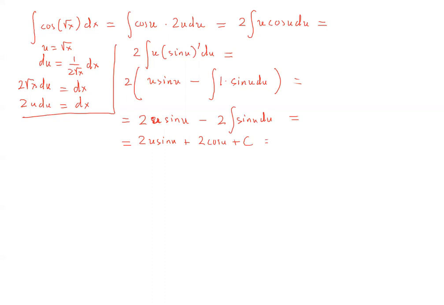And don't forget to go back to your original variable, right? So this is 2 square root of x sine of square root of x plus 2 cosine of square root of x plus c. Okay, and that's the antiderivative for cosine of square root of x. It's absolutely doable, and this brings us to the end of our second lecture on integration by parts.